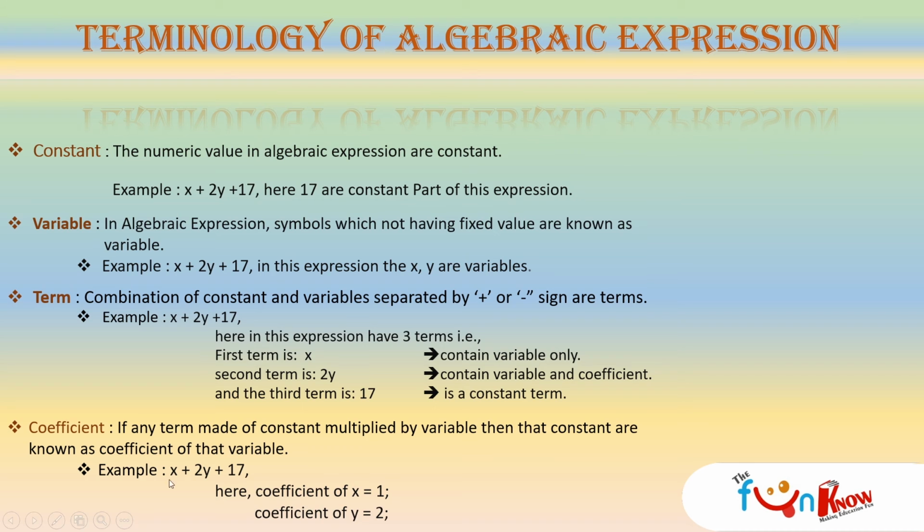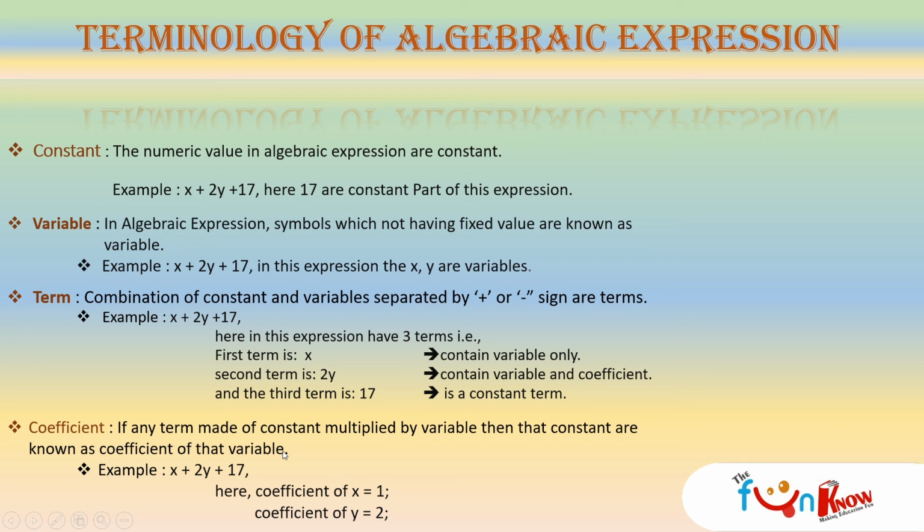Coefficient means this. In this example, x doesn't have any number, so it will be considered as 1. If nothing is there, it will be considered as 1. So the coefficient of x will be 1, but y has a 2. So the coefficient of y will be 2. Coefficient means if any term is made of a constant multiplied with a variable, then it is known as the coefficient of that variable.